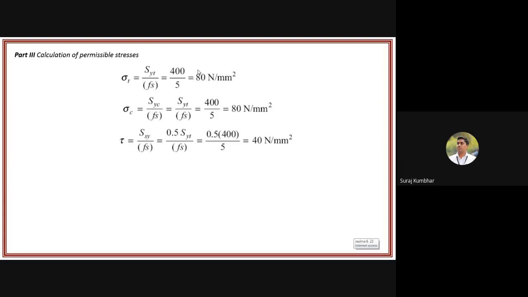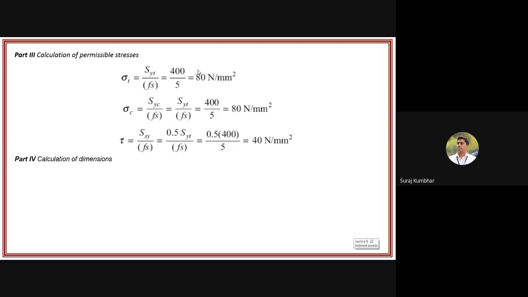Sigma t, sigma c, and tau: tensile stress, compressive stress, and shear stress. Okay, now we will go ahead. All these 80, 80, 40 are the permissible stress values. Your design stresses should be less than your permissible stress values, then your design is safe. Okay, now the next part.